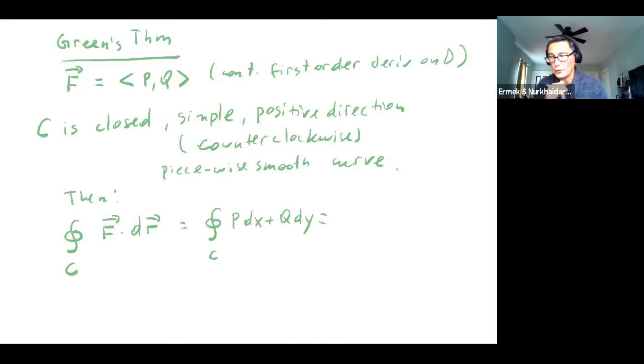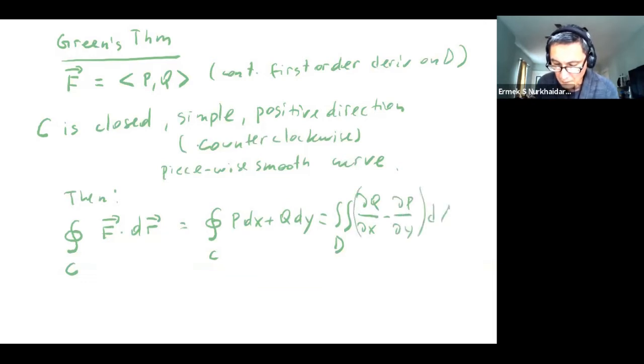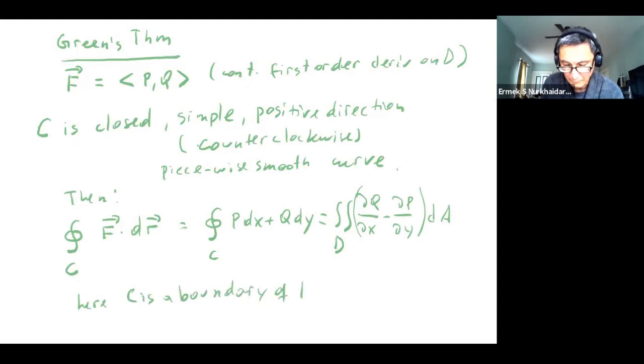And that is now equal to the double integral over D of the derivative of Q with respect to x minus the derivative of P with respect to y, dA. It's a double integral now. And here C is the boundary of D. Okay, so that's what Green's theorem is.